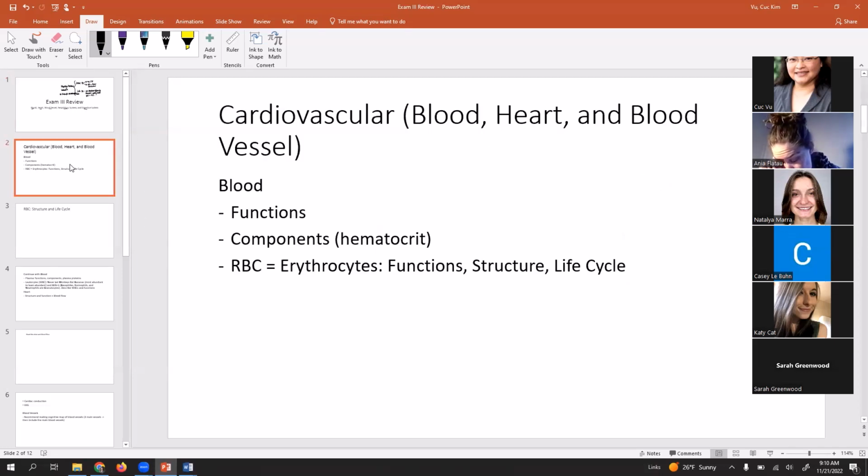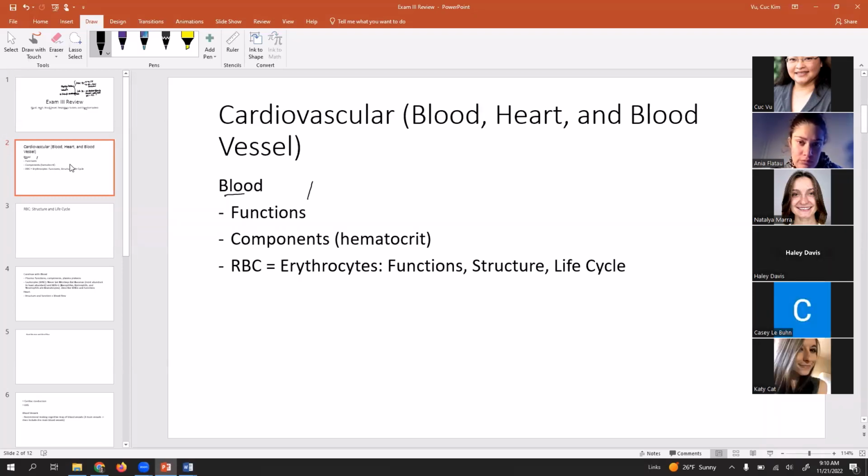So for cardiovascular, that includes the blood, the heart, and the blood vessels. We'll start with blood specifically. So for blood, make sure that you know what the functions are of blood. And can someone just list off some of the functions of blood for me? Protection. Okay. Now, yep. 1 second.